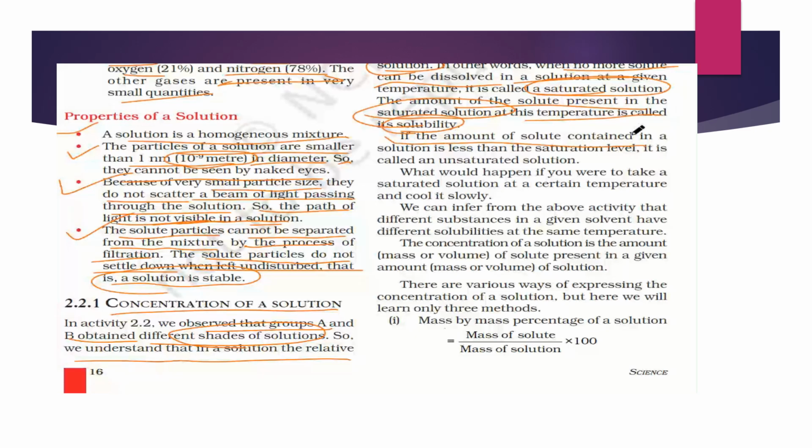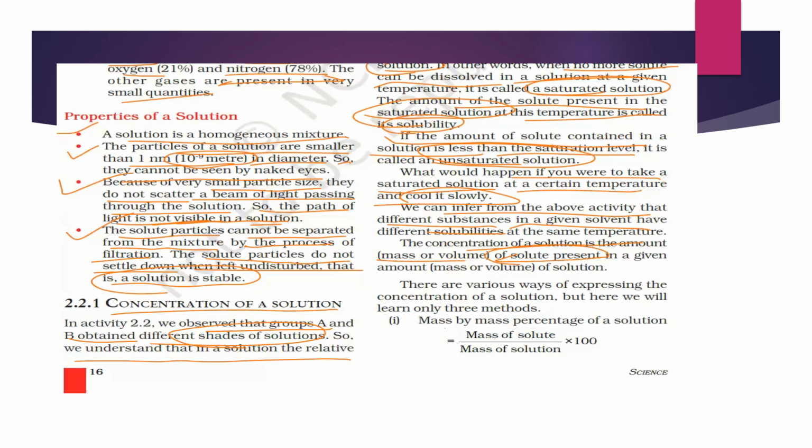Now, if the amount of solute contained in the solution is less than the saturated level, that is an unsaturated solution. Suppose in that 50 ml beaker, you could have dissolved more salt or more sugar, but you didn't dissolve fully. So that is the unsaturated solution. What would happen if you were to take a saturated solution at room temperature and cool it slowly? We can infer from the above activity that different substances in a given solvent have different solubilities at different temperatures. And the concentration of a solution is the amount of mass or volume of a solute present in it.